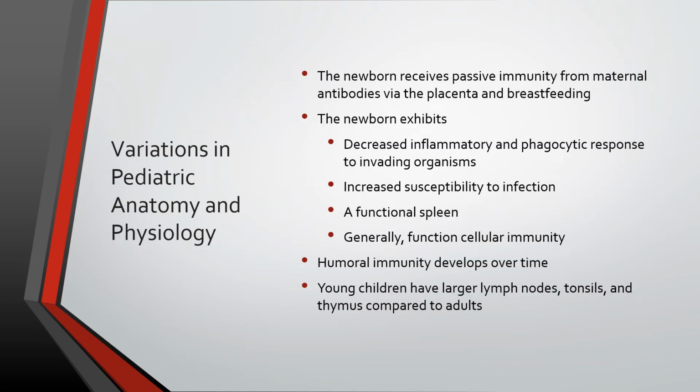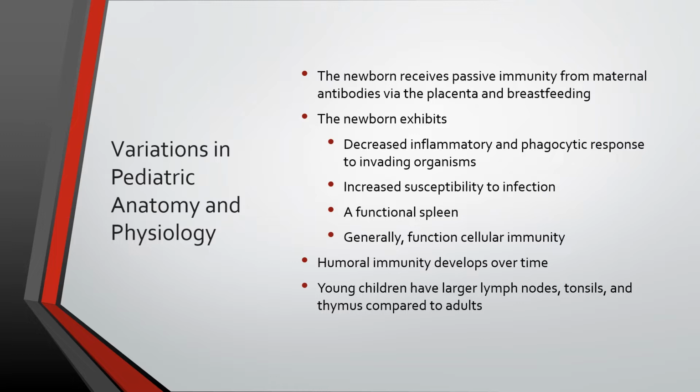Some of the variations that we might see in our pediatric anatomy and physiology is that newborns do receive that passive immunity from that maternal antibodies via the placenta and breastfeeding. So remember, that's that passive. It comes from an external source. The newborn exhibits a decreased inflammatory and phagocytic response to invading organisms, which just makes them more susceptible to infections. They do have an increased susceptibility to infection. They have a functional spleen and generally a functional cellular immunity. Humoral immunity does develop over time. As we are exposed to different things, it's going to build that immunity system.